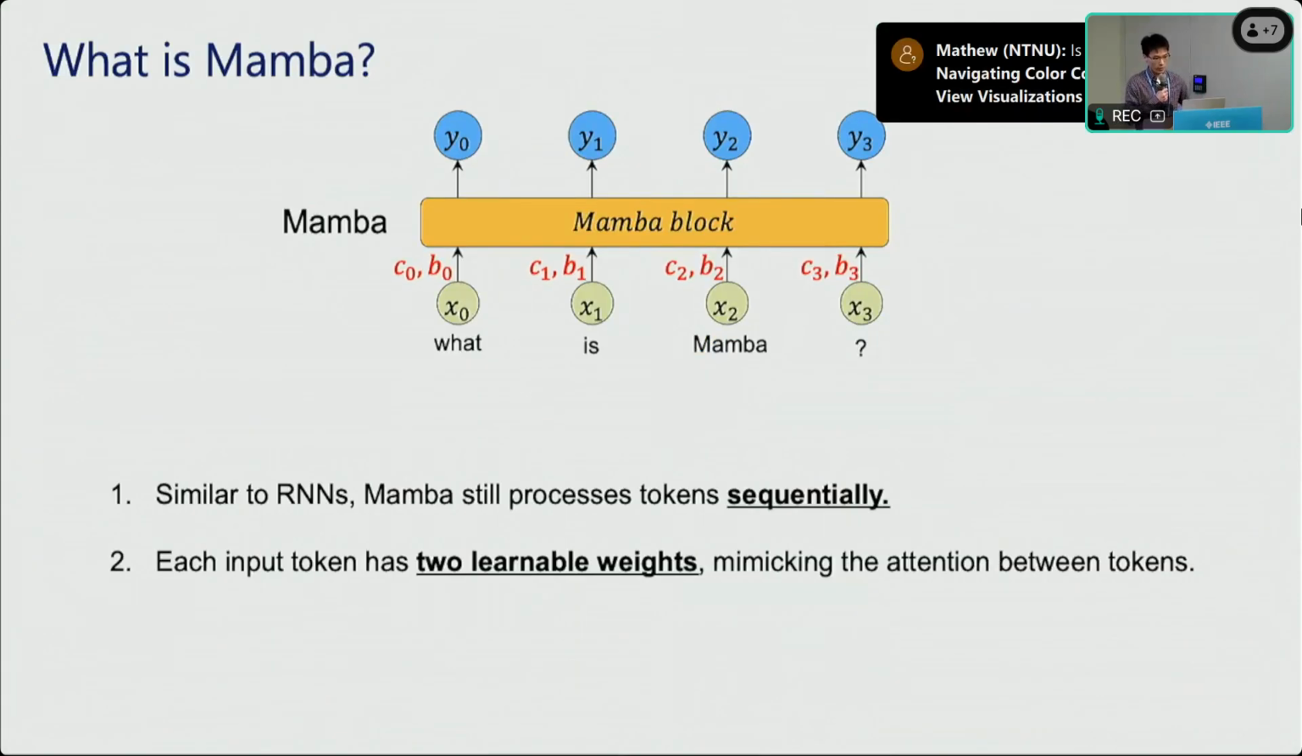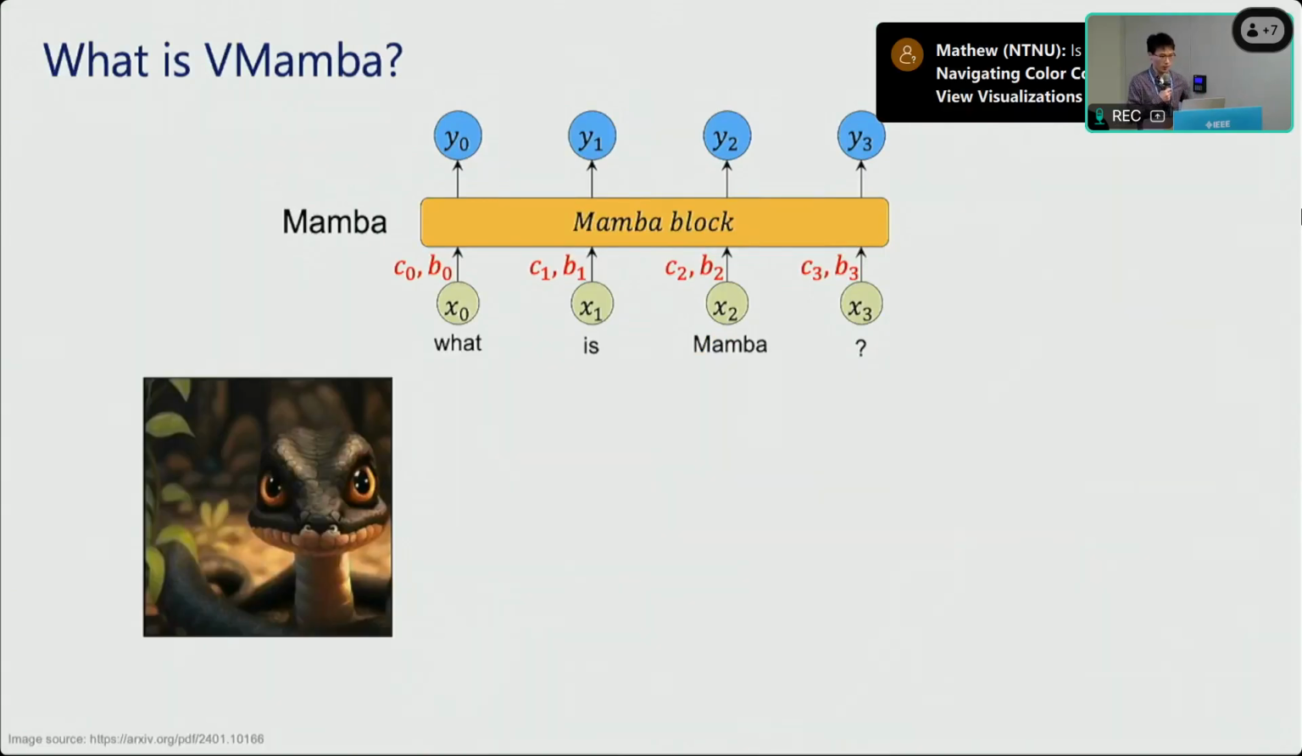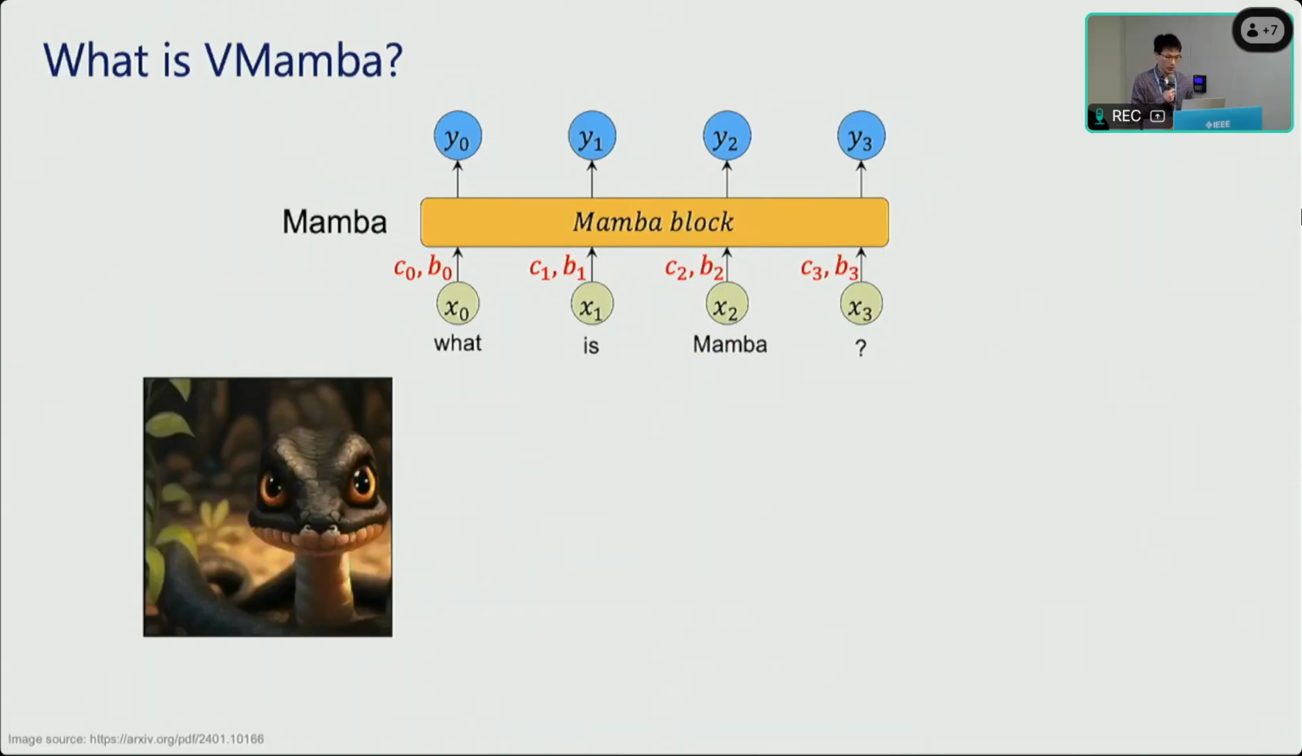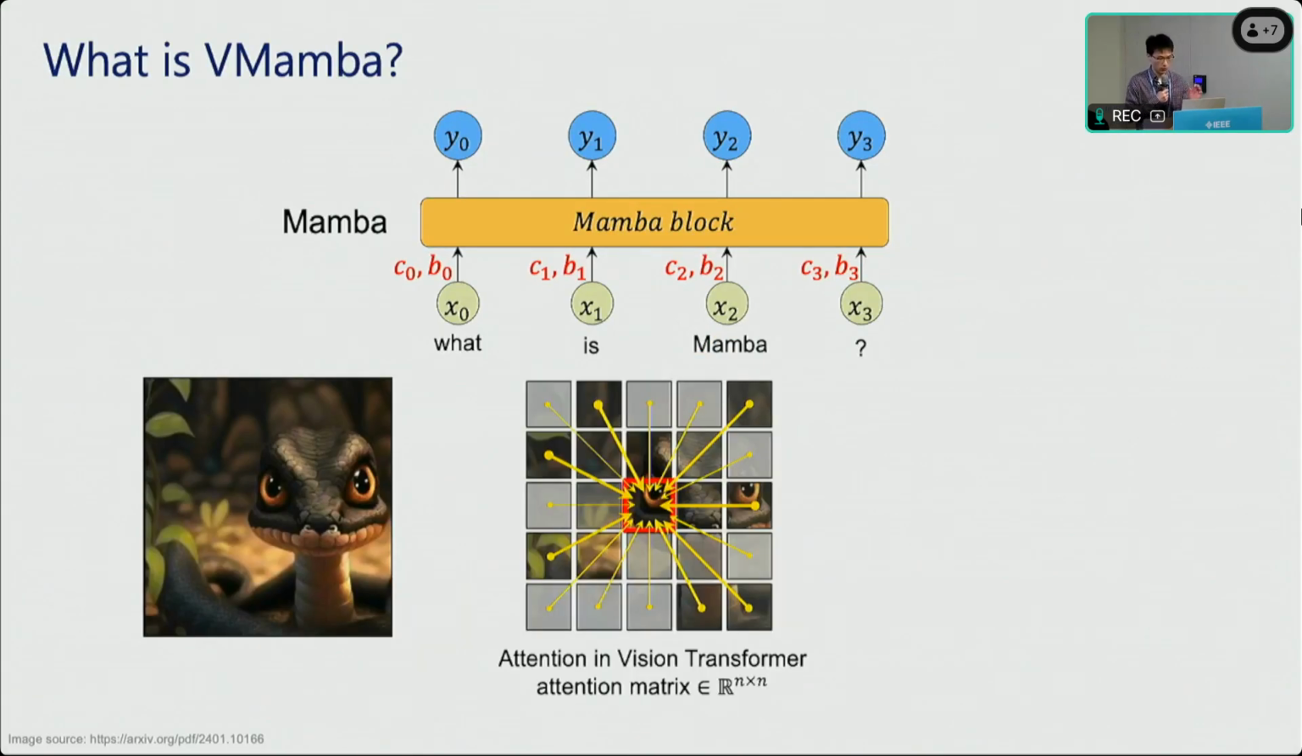With this, let's directly jump into vision Mamba, which is short for V-Mamba. Similar to vision transformer, we divide the image into a lot of smaller patches, and those patches will be chained into a 1D sequence and fed into the Mamba model. In vision transformer, we learn an N by N attention matrix, which tells the attention strengths between all possible pairs of image patches.